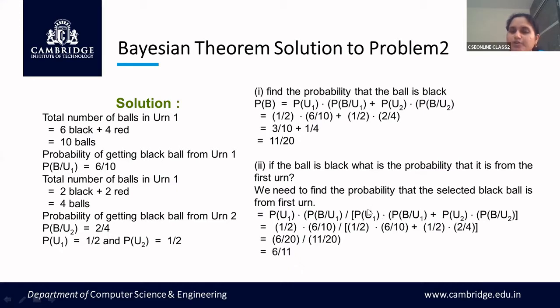That is the maximum likelihood of urn 1 plus the maximum likelihood of urn 2, that is part of your denominator. In the numerator, it is the probability of U1 with respect to the black ball drawn. So substitute the values. So you will get 6 by 11. So out of 11 chances of drawing a black ball, 6 times it is drawn from which jar? That is the first jar or urn 1.